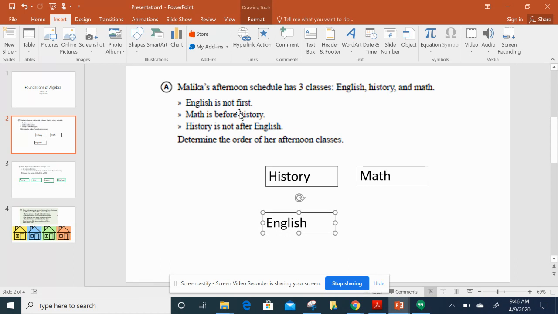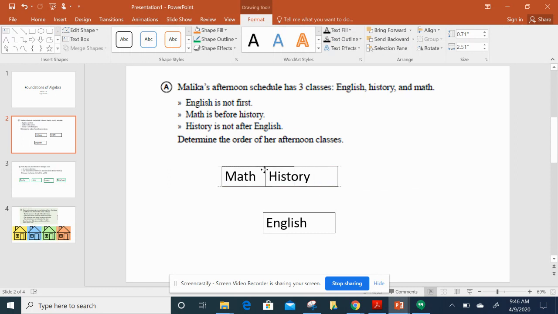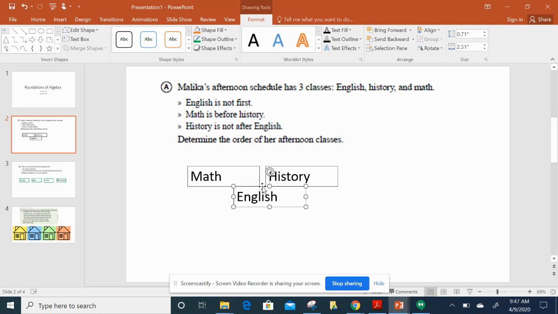The next clue says math is before history. So I'm going to go ahead and move math to be before history. Now, it doesn't necessarily say math is right before history. It just says it's before. So English might sneak right up here in between those two, or English might be here at the end.